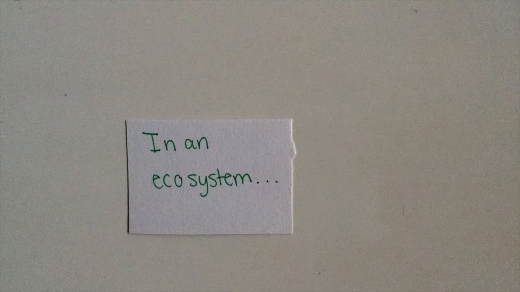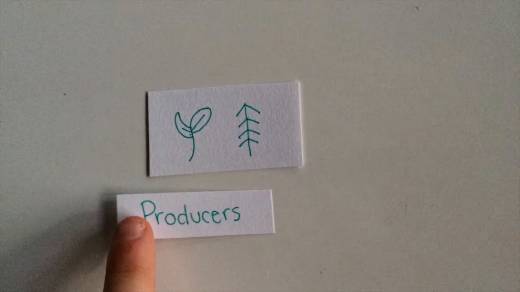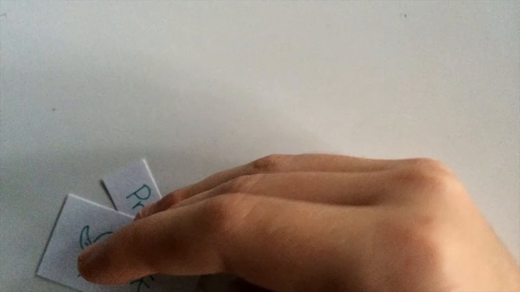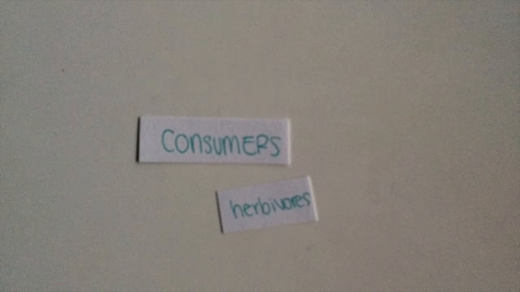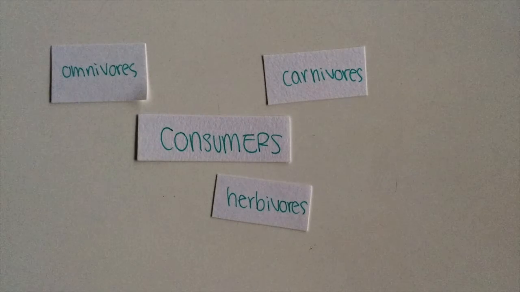Our first role is producers. The organisms that produce food are extremely important in every ecosystem. Organisms that produce their own food are called producers. Consumers are organisms that consume the energy produced by the producers.